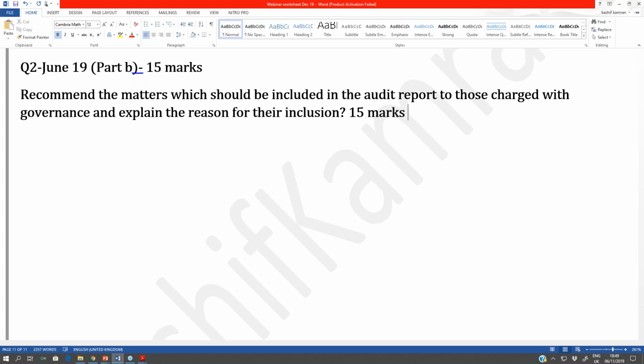No, the examiner is asking us the audit report to those charged with governance, which is also known as a management letter. You must have heard this word management letter somewhere in your audit and assurance paper, that as an auditor, we do write a management letter, which is a report to those charged with governance, which is basically the report to the directors of the company. So recommend the matters that should be included in the audit report to those charged with governance and explain the reason for their inclusion.